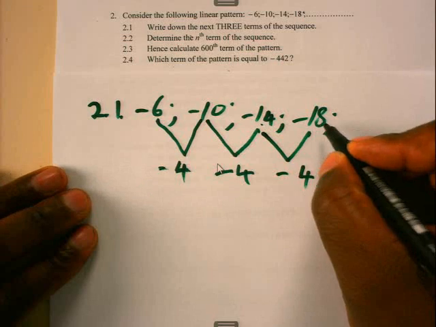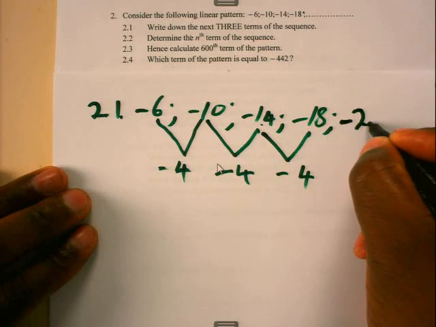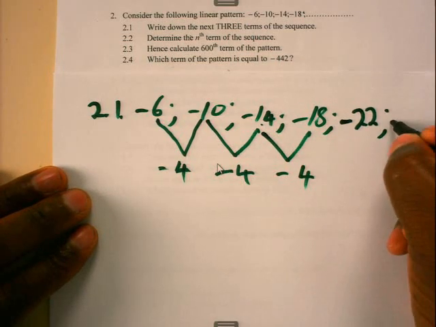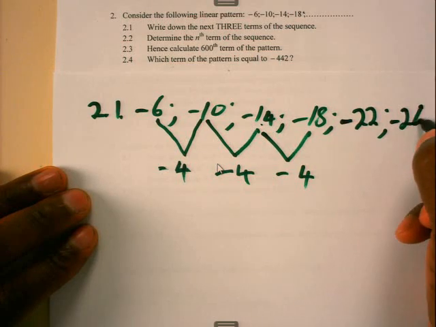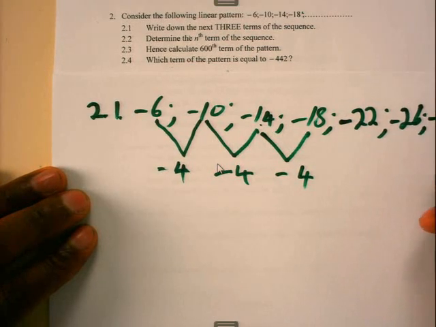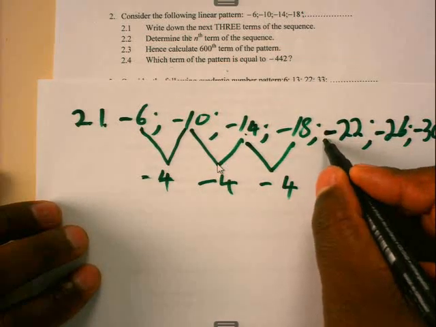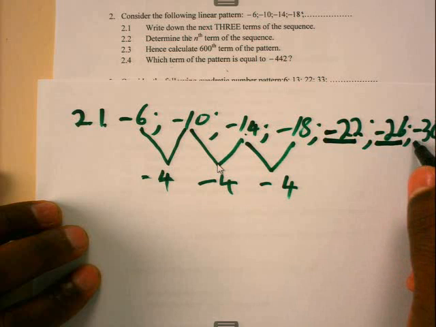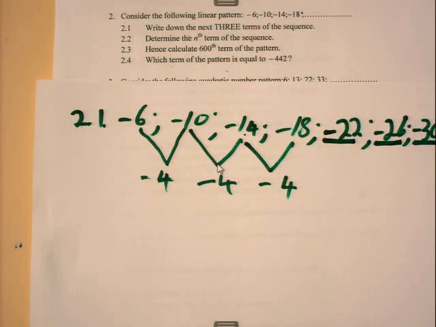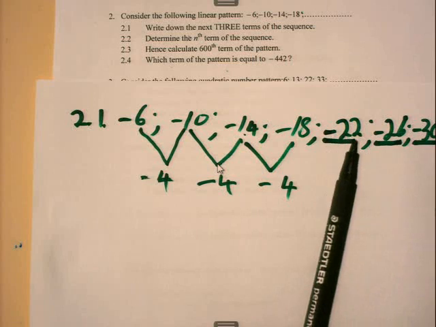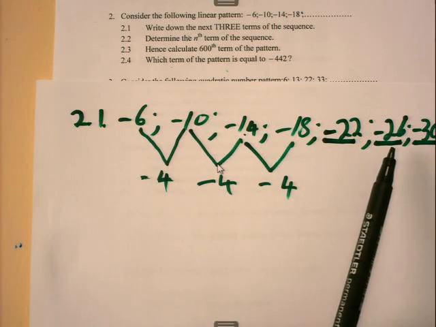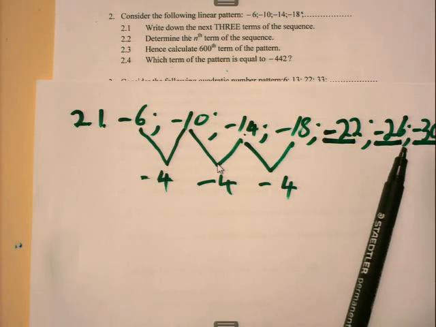So it's -18. If you subtract 4, you've got -22. Subtract 4, -26. Subtract 4, -30. So those are the next three terms of the sequence: -22, -26, -30. I hope you are all okay with that one, and I hope you all managed to get it right.